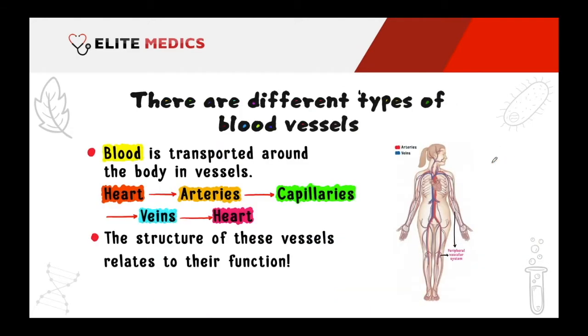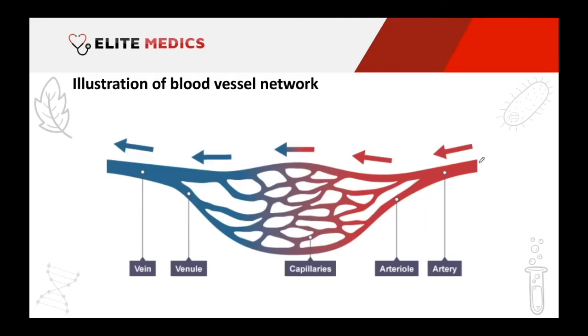Right, okay, so there's lots of different blood vessels in the body. We've got three main categories. We have arteries, veins, and capillaries. And again, we're going to look at these one by one in turn. And we have these vessels in order to transport blood, and their structures relate to their function. So we're going to have a look at them in a bit more detail.